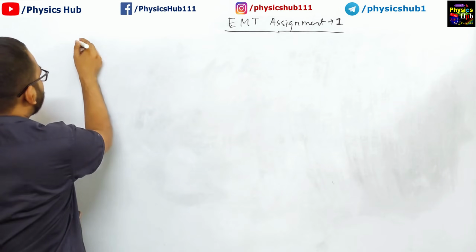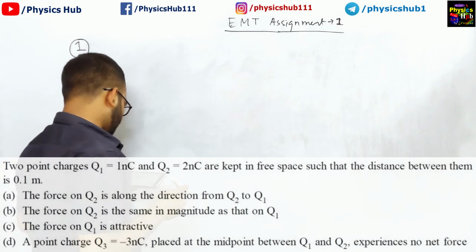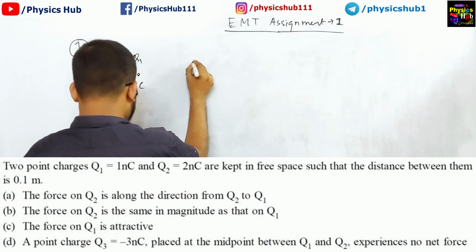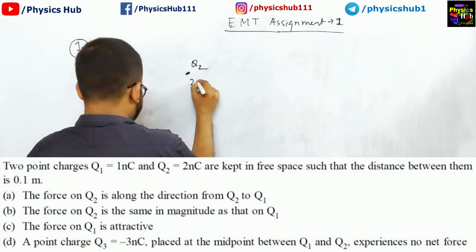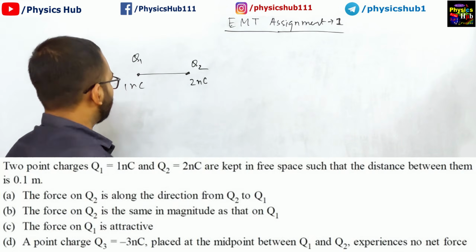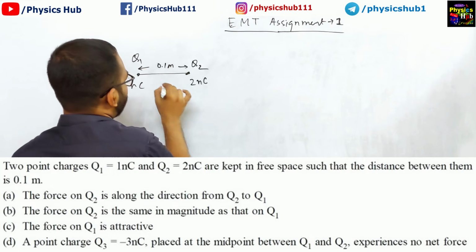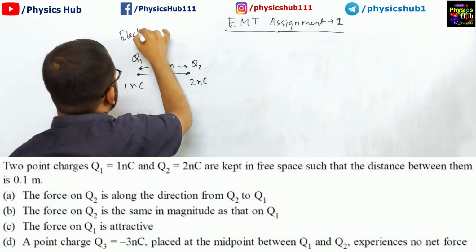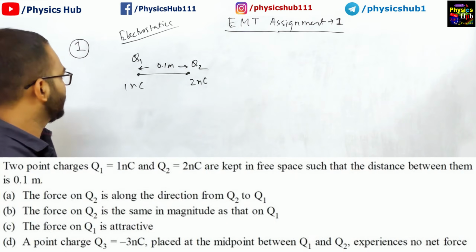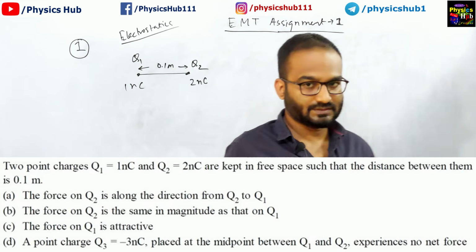You can get the question paper on our Telegram group. So look at the first problem. The 2-point charges Q1 of 1 nanocoulomb and Q2 of 2 nanocoulomb are kept in free space such that the distance between them is 0.1 meter. This is a very basic assignment from the topic electrostatics, the first assignment. So these 2 charges are given to you. Now 4 statements are given, and out of these 4 statements, which statement is correct?